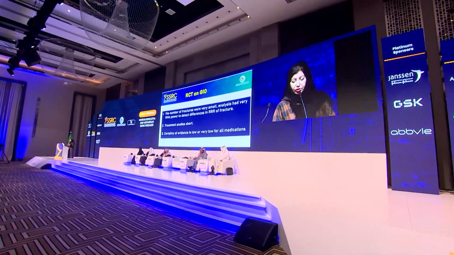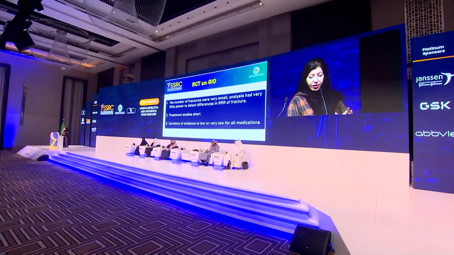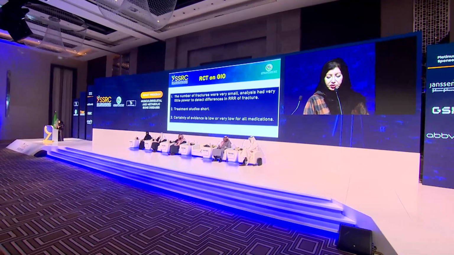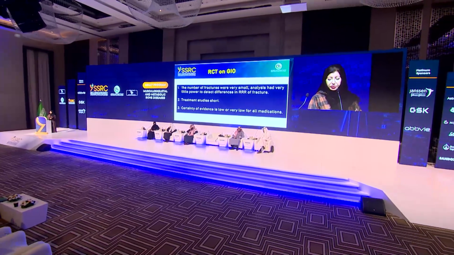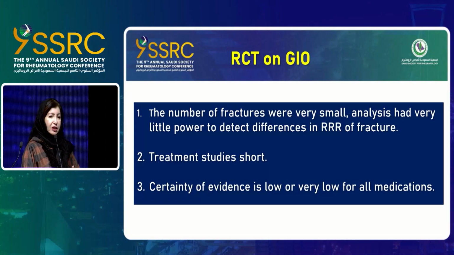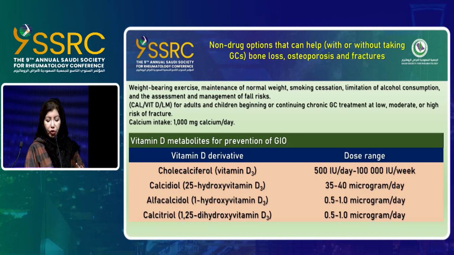The studies on GIO medications: the number of fractures in these studies is small. So the analysis had very little power to detect a difference in the relative risk of fracture. The treatment studies were relatively short, maximum probably 2 years. So the certainty of evidence for any medication that you are using in GIO is either low or very low. You don't have very strong evidence for all medications.